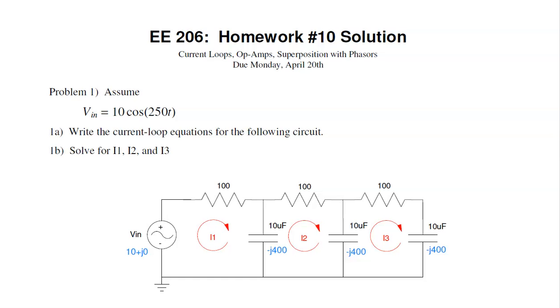This is the solution to homework set number 10 for EE206 Circuits 1. The first problem, we're trying to find the current loops in the following circuit.